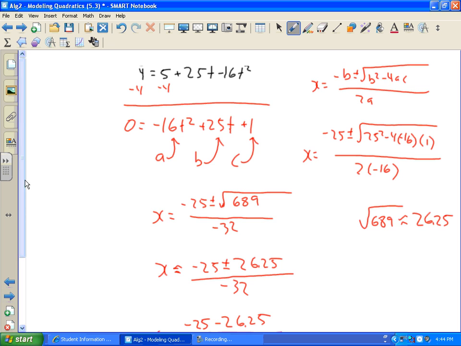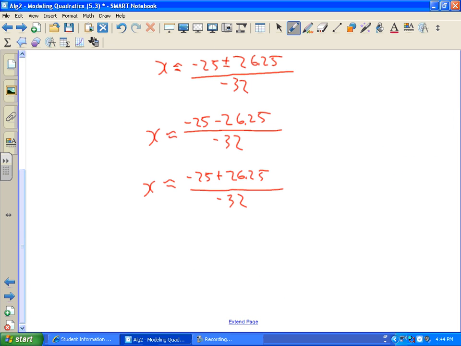I'll have a positive and a negative. So the positive solution is the one I'm looking for here. One of these gives me a positive, the other one gives me a negative. The bottom one, negative 25 plus 26, that numerator will be positive. That denominator is going to be negative. So that means my answer will be negative. Means I don't want to do that one.